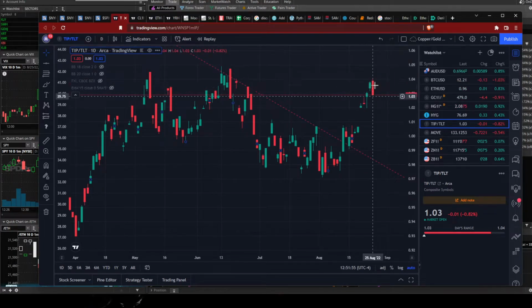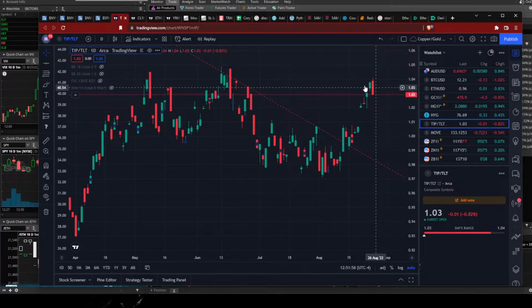Okay, it's an outside day down. Generally, that's a very bearish signal. All right, that's TIP-TLT, our inflation indicator, inflation protected treasuries divided by long-term bond treasury ETF.